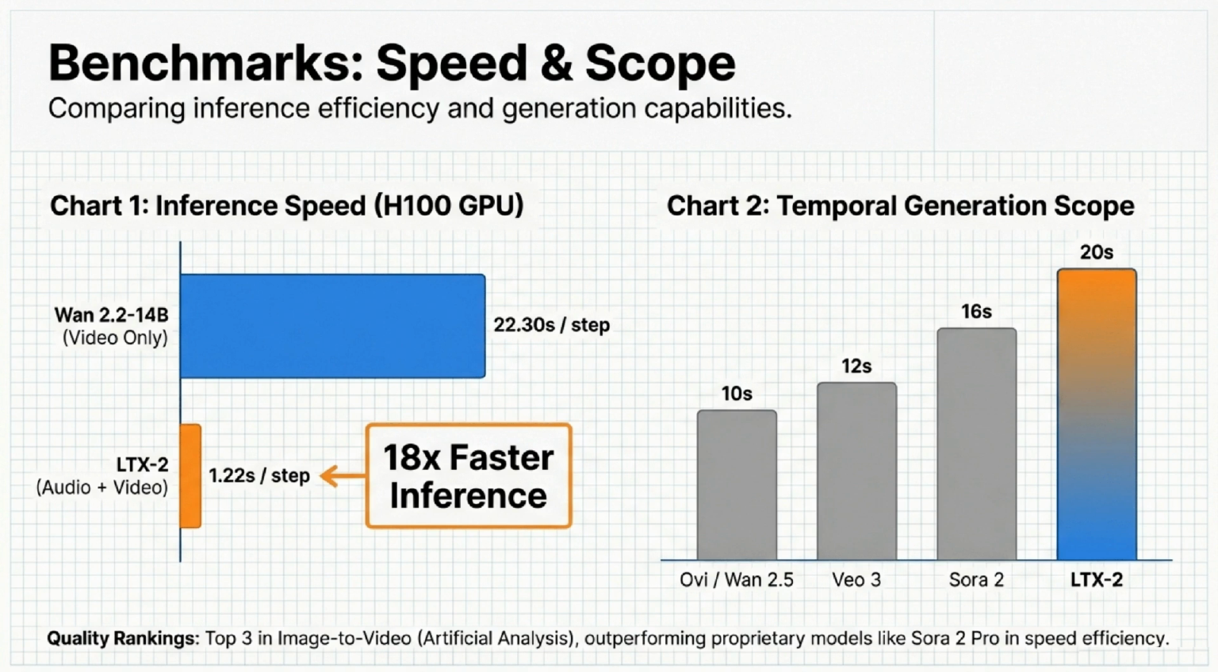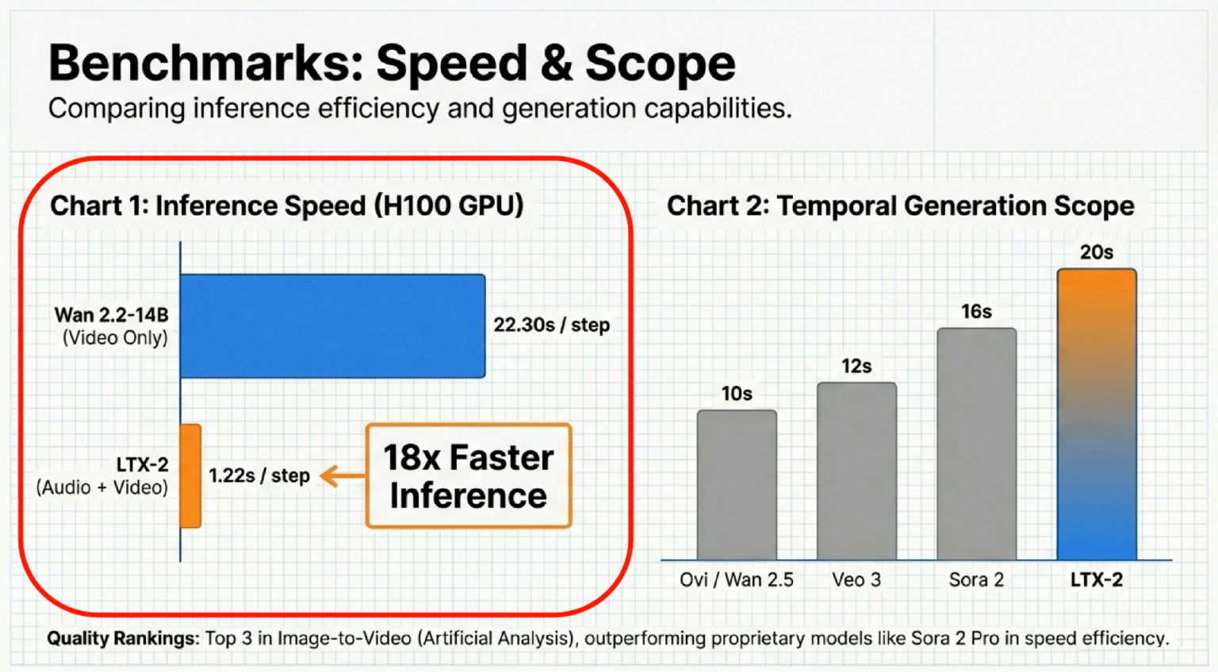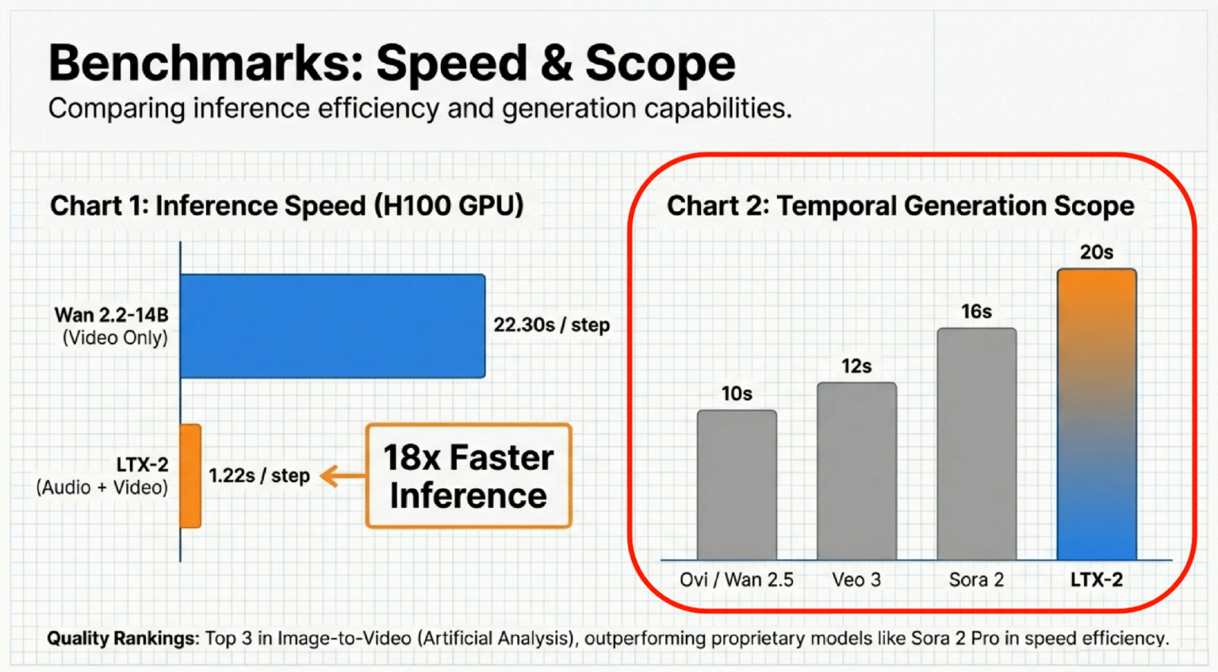Performance-wise, LTX-2 is showing some very strong numbers. In terms of speed, LTX-2 is reportedly 18x faster than WAN 2.2. While WAN takes over 22 seconds per step for video only, LTX-2 handles both audio and video in just 1.22 seconds per step. In terms of scope, it outperforms models like Sora 2 and Veo 3 by offering a 20-second context window. It's also ranked within the top 3 for image-to-video quality by Artificial Analysis.